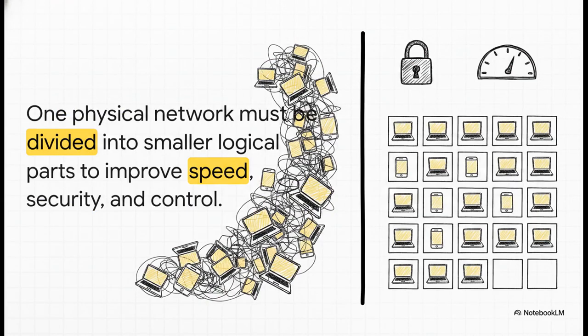Well, the solution to all this chaos is actually elegantly simple in theory. We just need to build some walls. Much like putting up soundproof partitions in that noisy office, one physical network has to be divided into smaller, logical parts. By doing this, we immediately start to improve the speed of the network, we lock down our security, and most importantly, we give network administrators their control back.